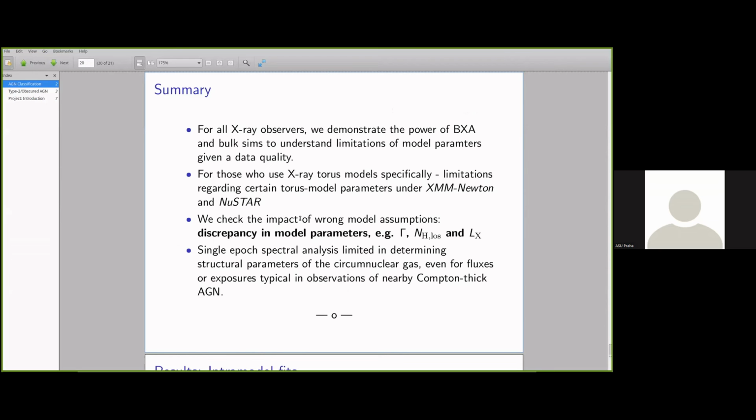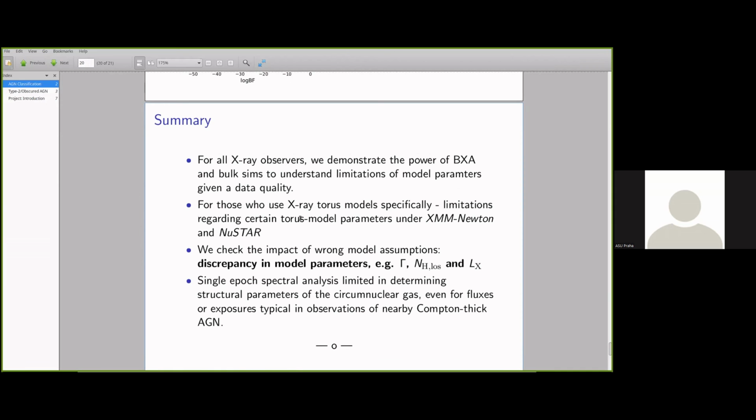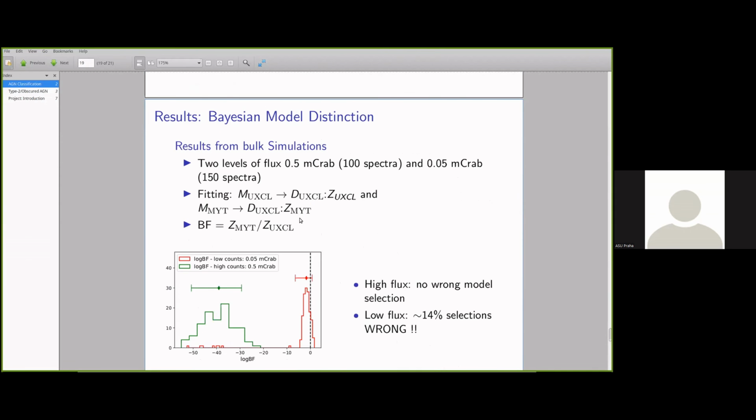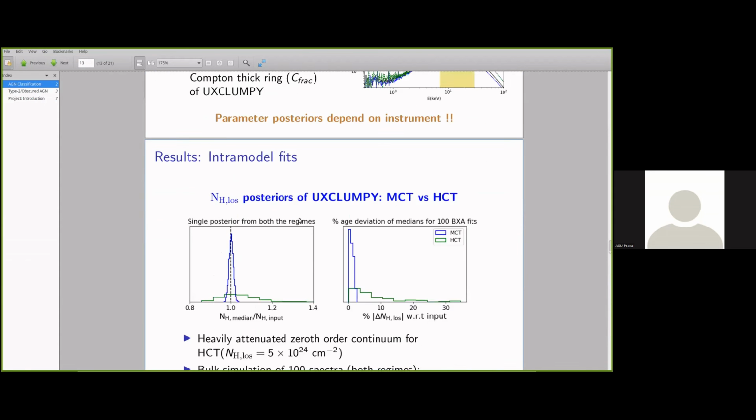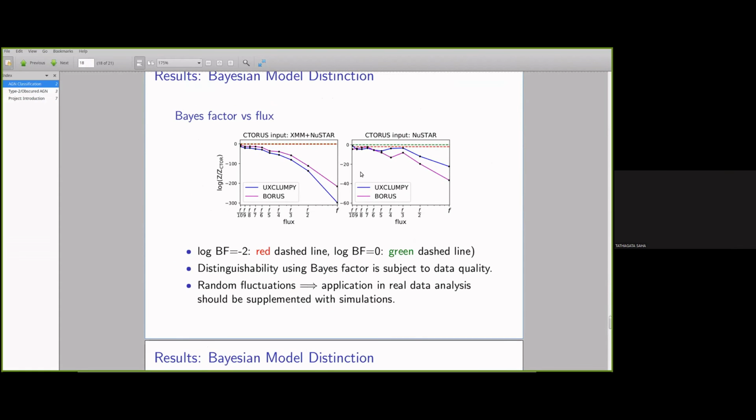I was just wondering about your simulations in terms of the number of counts in the spectrum. I guess they have a lot of counts, right? Even in your case of lower fluxes? Actually, for our lower fluxes, the count rates are pretty low. Okay, thank you.